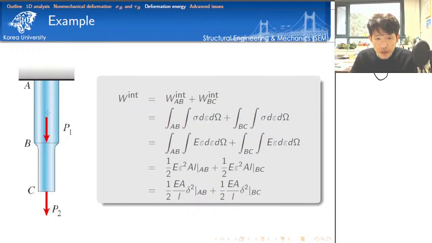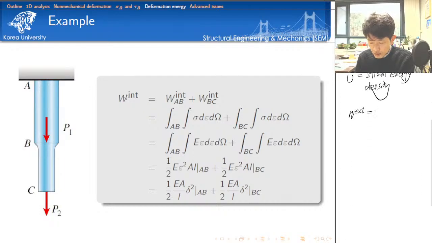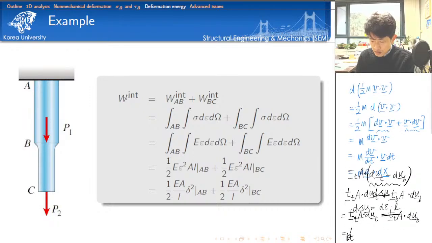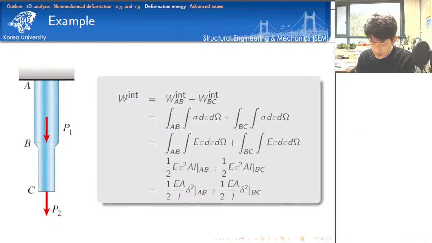Okay, so let's do an example here. Let's imagine a bar here. We have two different cross sections, subjected to two different forces. And then let's try to calculate the internal forces. For example, here, how do you calculate the external forces? If you consider the work conjugate, the external work is equal to the internal work. The external work should be the internal work, right? This is the work balance equation.